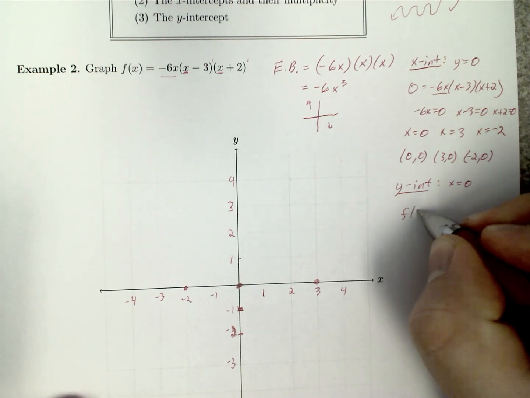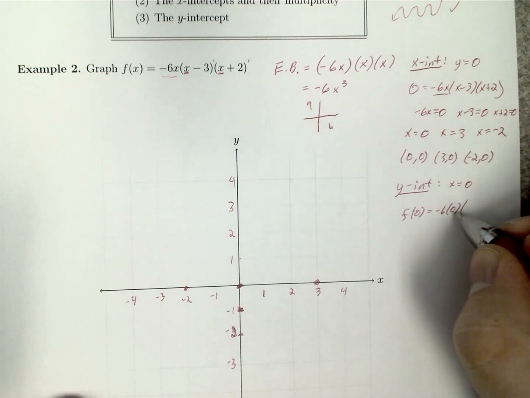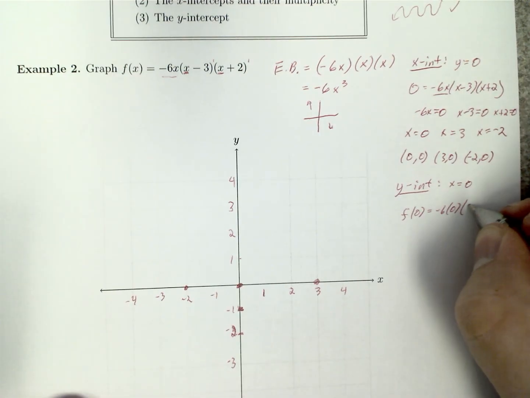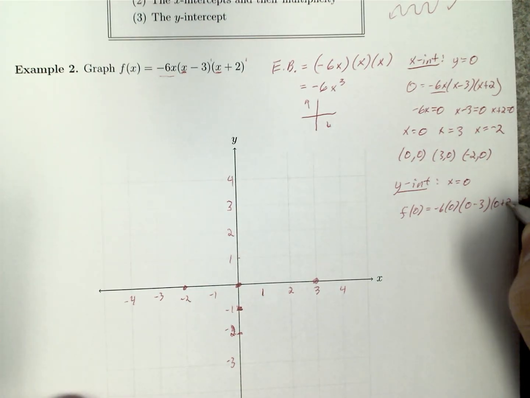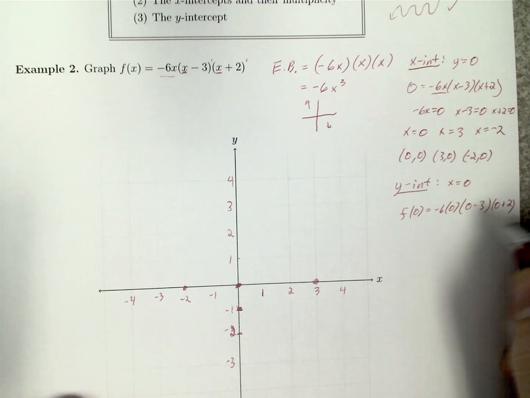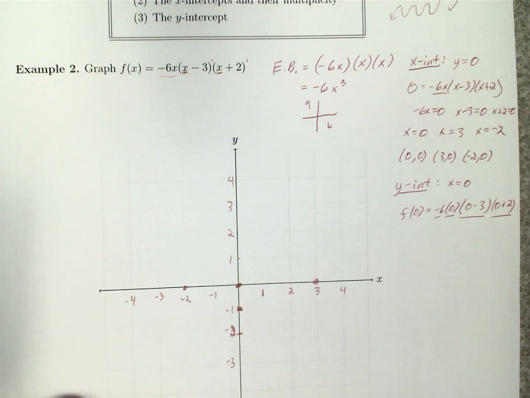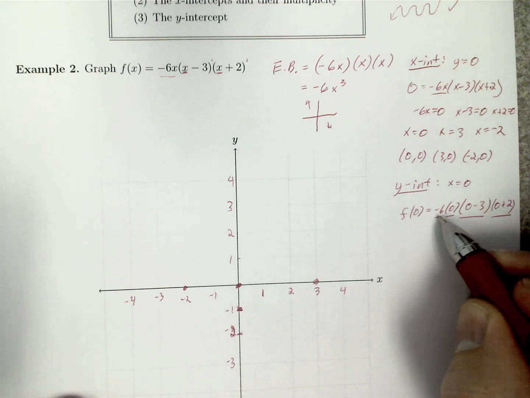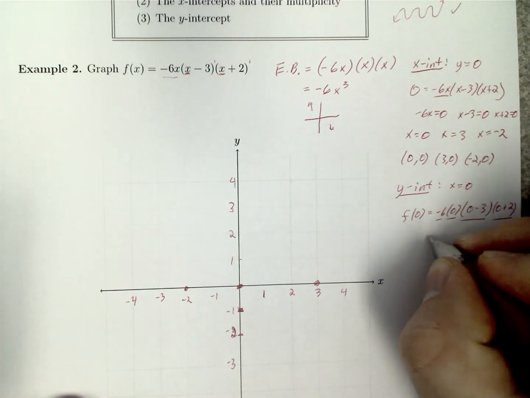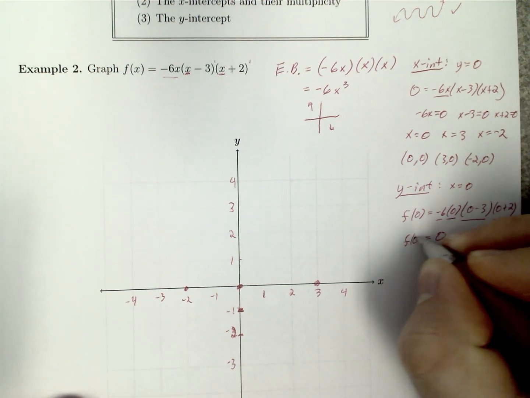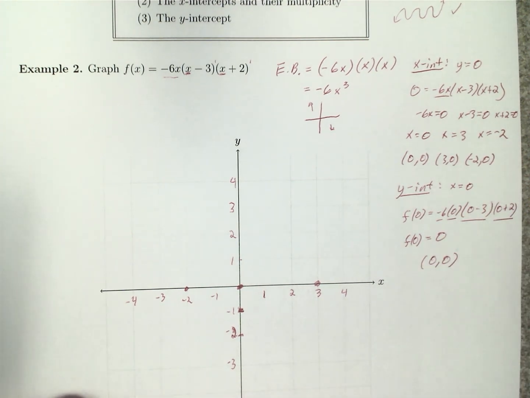So that means we're evaluating f of 0, which is -6 times 0, so we're plugging in 0 here, then 0 minus 3, and then 0 plus 2. But what is this? This is -6 times 0 minus 3 times 0 plus 2. But notice this one, it's all being multiplied, but we have this 0. Anything times 0 is 0. So we plugged in 0, we got out 0. Our y-intercept is (0, 0).